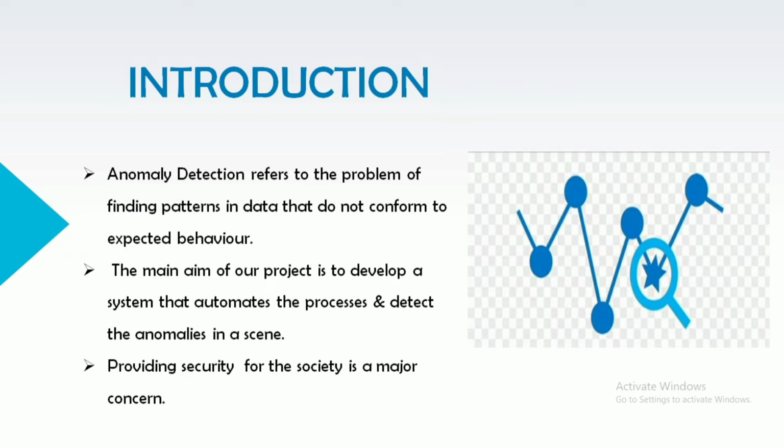The main aim of our project is to develop a system which automates the process and detects anomalies in a scene. In a scene, if you take theft, murder, or anything which is not normal behavior, it can be considered an anomaly. But presently, there is a system which needs a person to continuously monitor it. So there is no automated system which can easily identify normal or abnormal behavior.